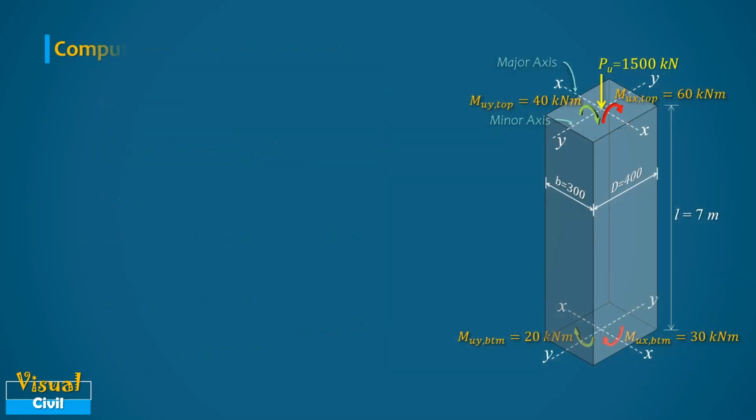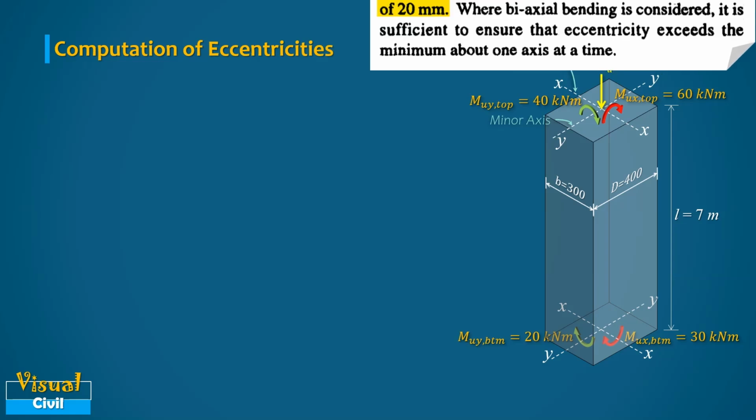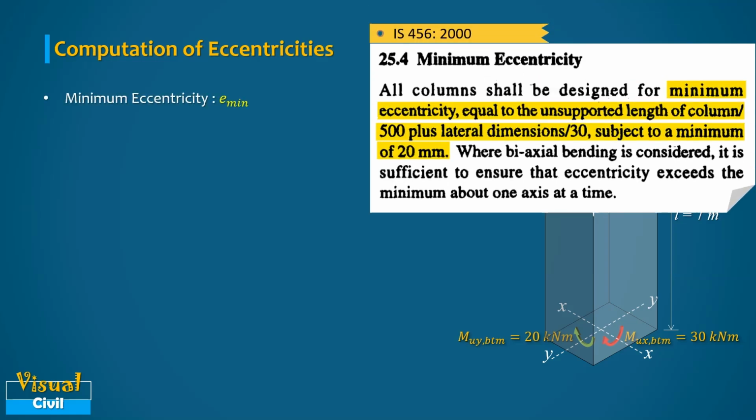In the next step, we will compute the eccentricities. According to clause 25.4, all columns must be designed for a minimum eccentricity. This minimum eccentricity is calculated as the unsupported length of the column divided by 500 plus the lateral dimension divided by 30, subject to a minimum value of 20 mm.